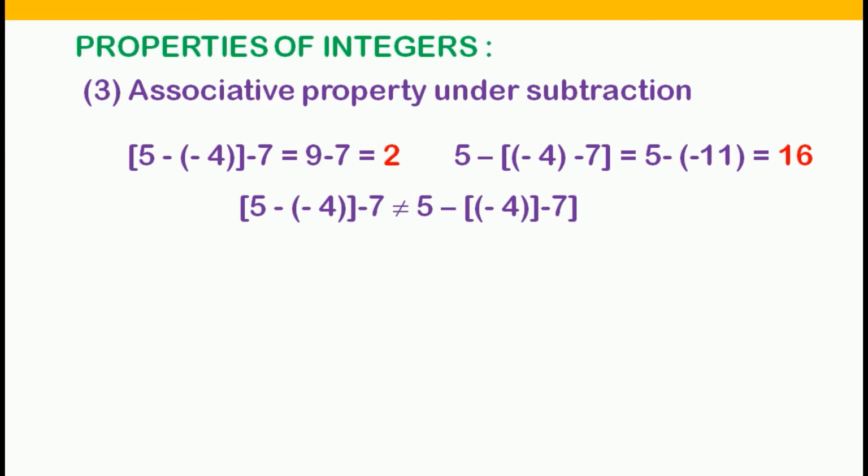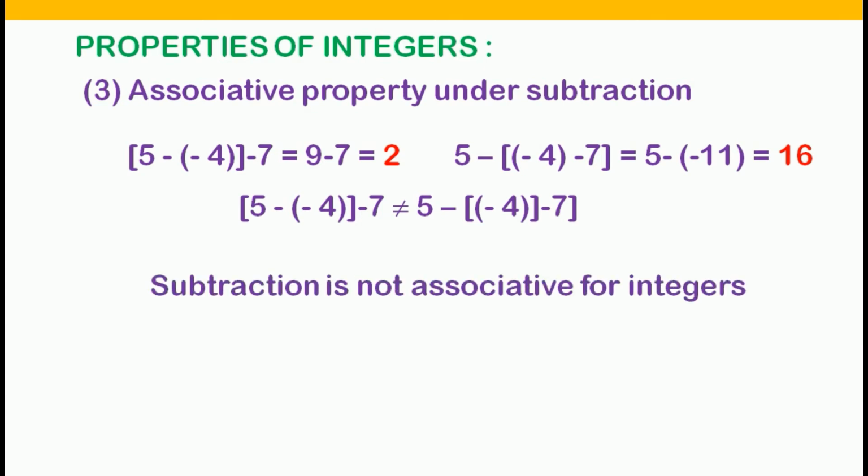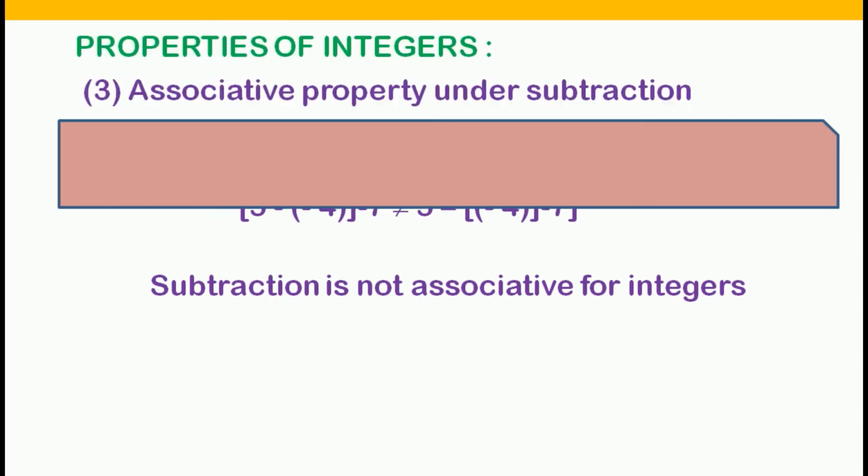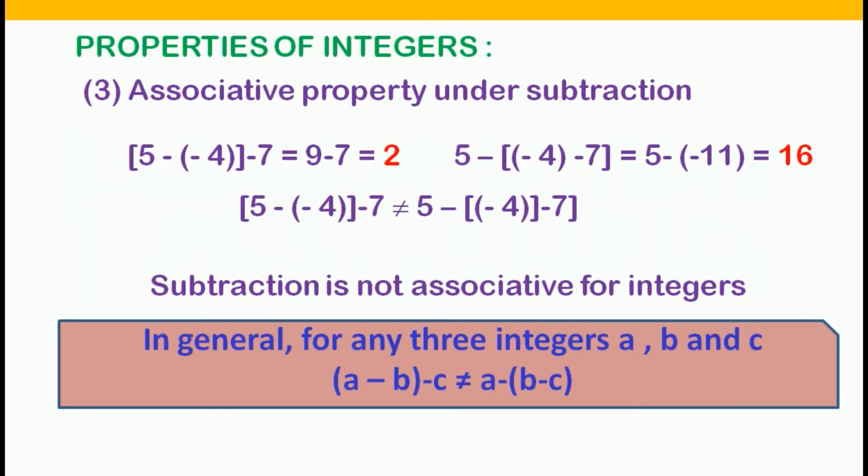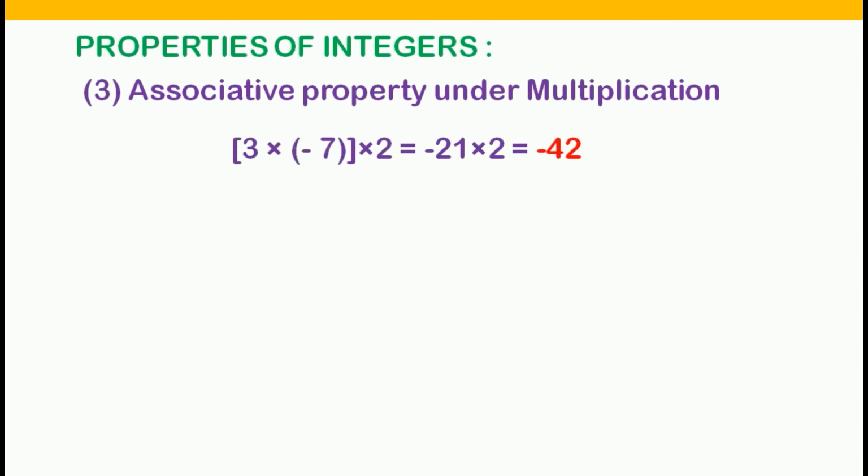So what can we say here? Subtraction is not associative for integers. In general, for any three integers a, b and c, (a minus b) minus c is not equal to a minus (b minus c). Now associative property under multiplication.